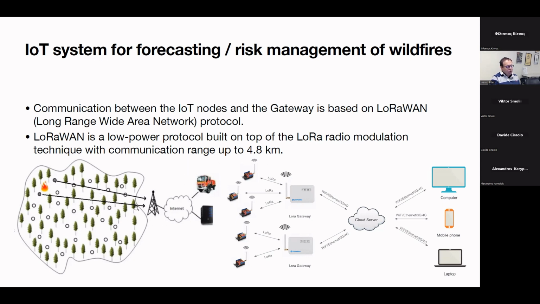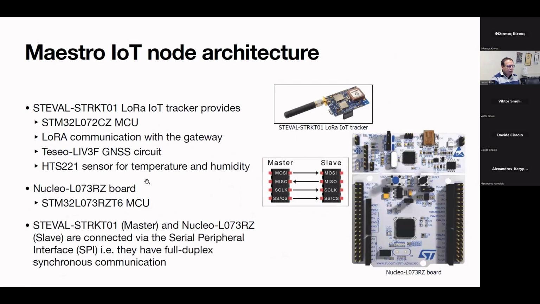So we decided to invest in this kind of communication technology to develop our approach for forecasting and risk management of wildfires. In our system, which is called Maestro, and is the result of a research and development project, first, I'm going to present the IoT node and device architecture.